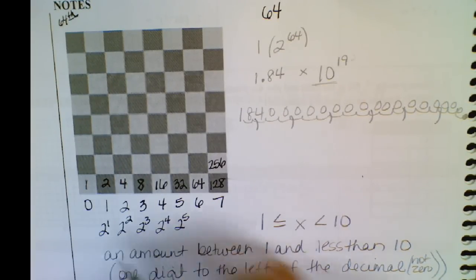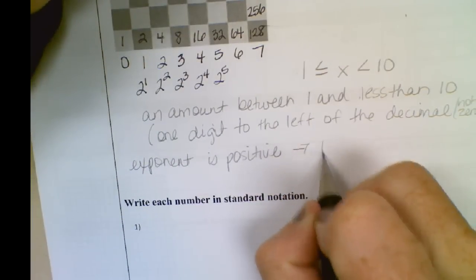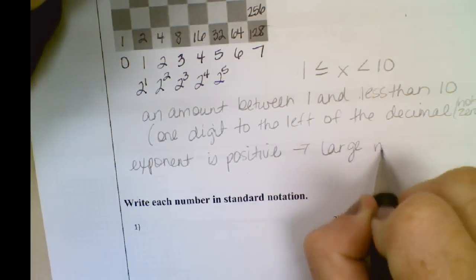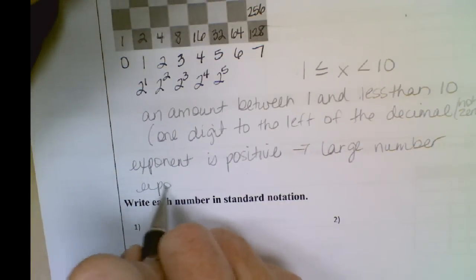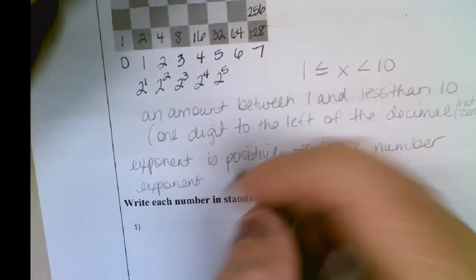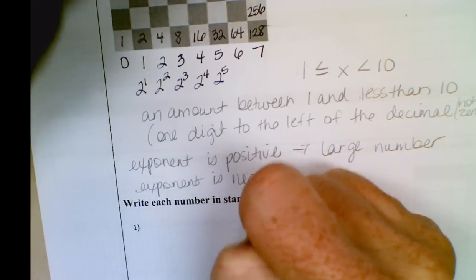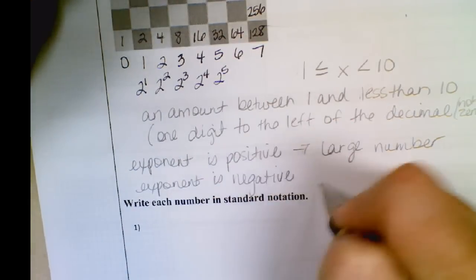Okay? And then if the exponent is positive, we're talking about a really large number. If the exponent is negative, we're talking about a really small number.